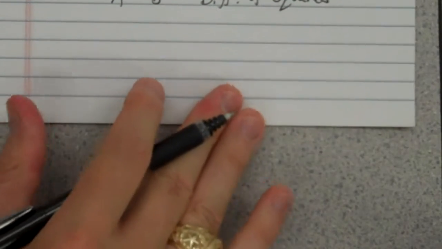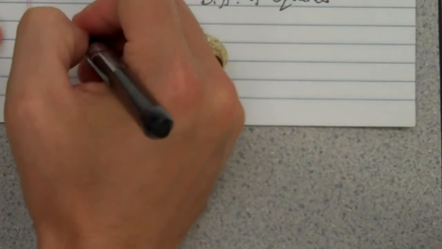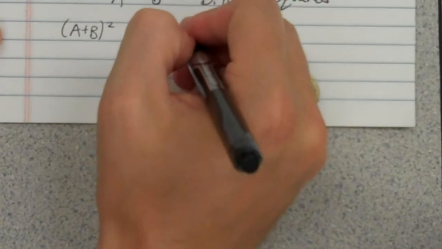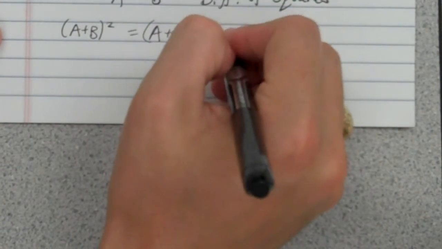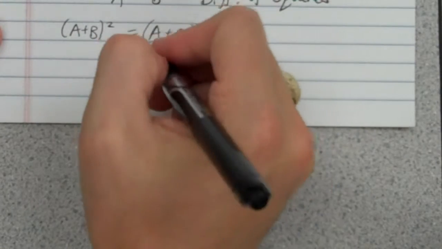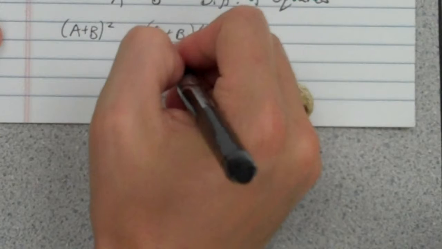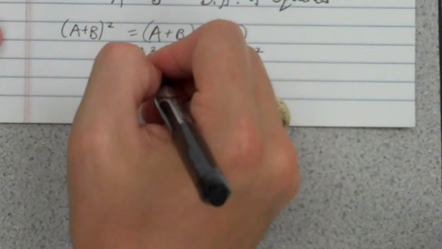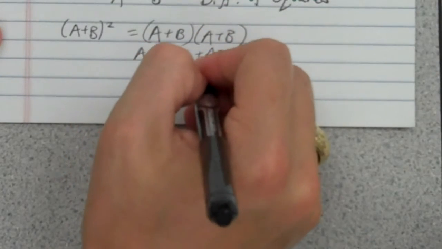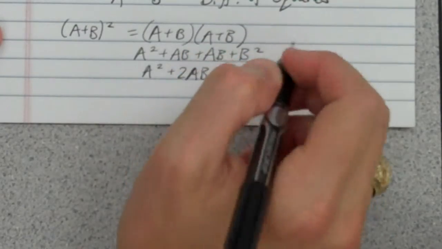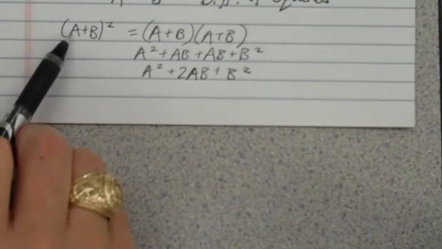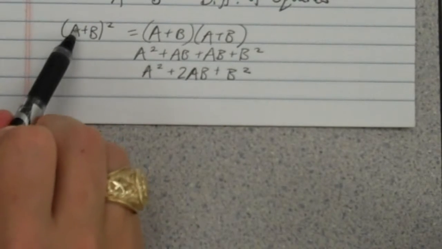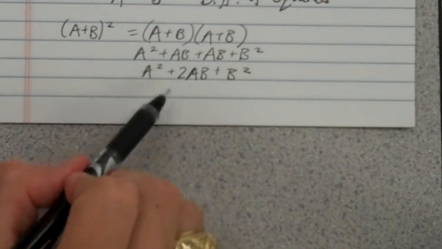Okay? And then the final special circumstance is a plus b squared. Okay? So that obviously equals a plus b times a plus b. Okay? And if I FOILed it, it would be a squared plus ab plus ab plus b squared, which equals a squared plus 2ab plus b squared. But an easier way to think about this is if it's squared, square the first one, square the last one, and then it's 2 times a times b. 2 times a times b, and that's your middle term.